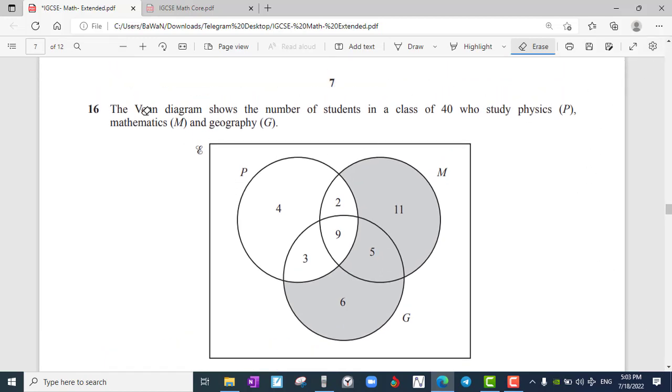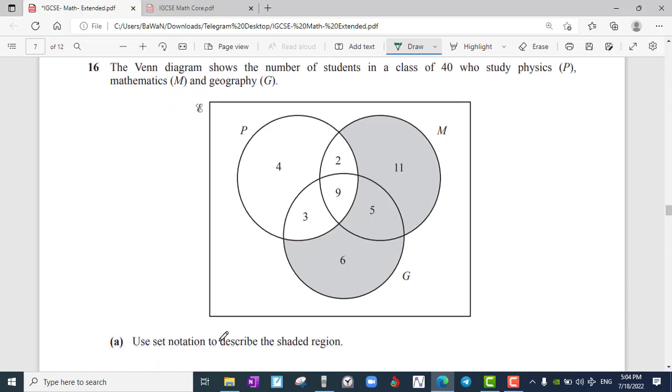Question 16. The Venn diagram shows the number of students in a class of 40 who study physics, P, mathematics, M, and geography, G. Use set notation to describe the shaded region. Okay. This shaded region, of course, there's M union G, because M and G are both shaded. So there is M union G.